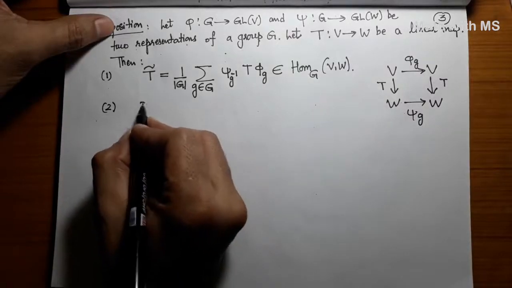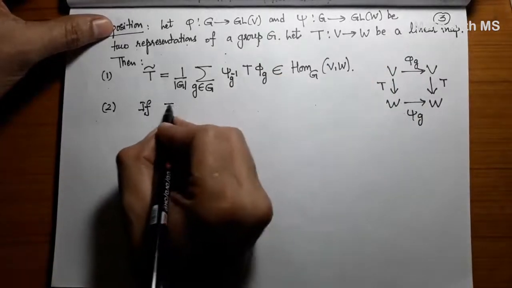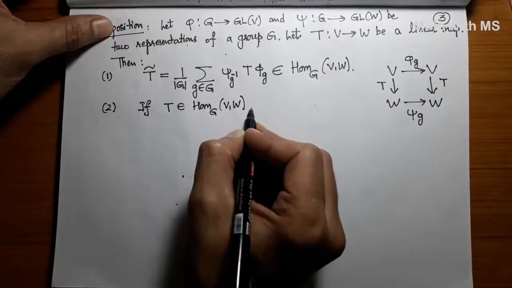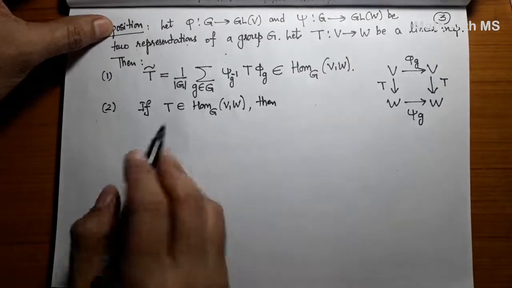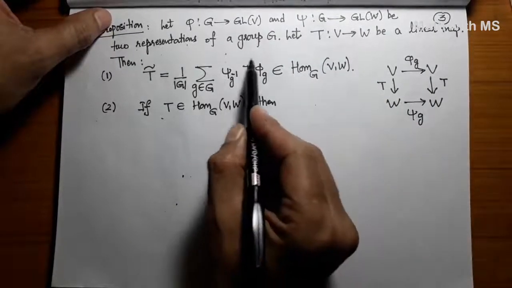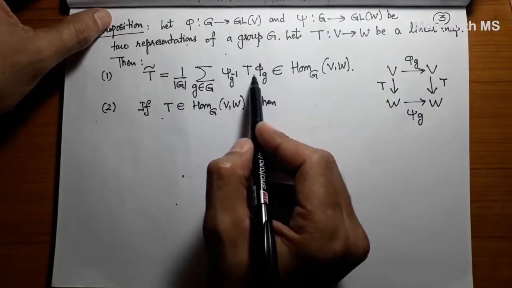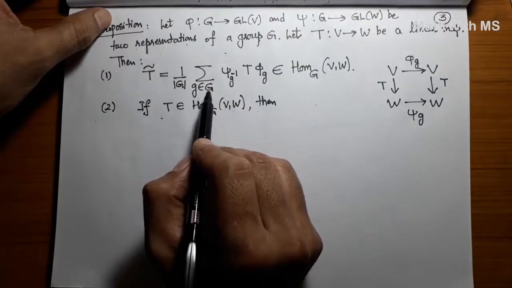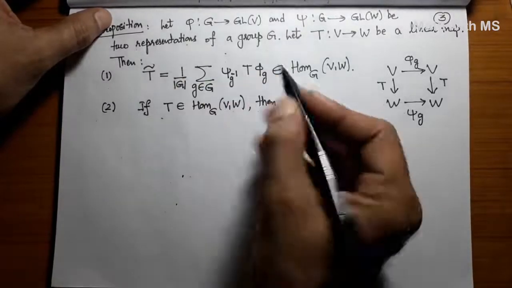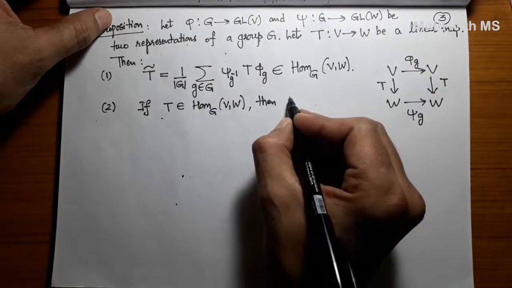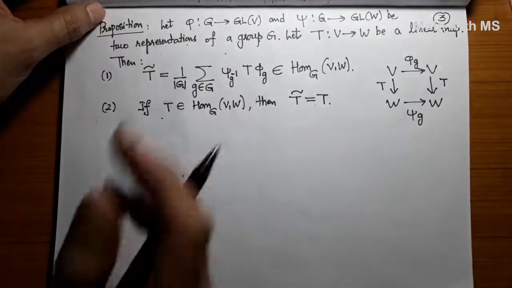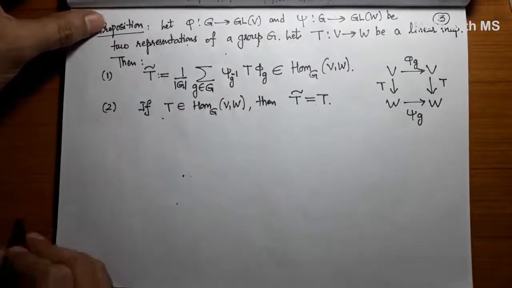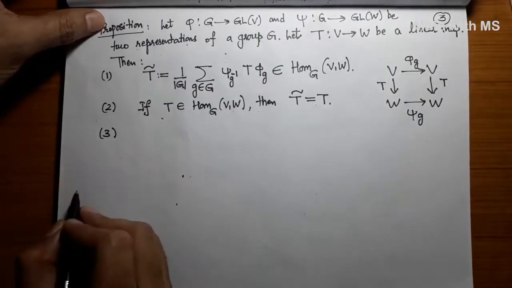Secondly, if your T is actually a morphism, in Hom_G(V, W), then what will happen? If T is already a morphism, then this is actually T, right? You are summing this operator T as many times as there are group elements in the group and then averaging out, so it is just T only. Then T tilde is just T. That is the direct consequence of the definition. And the third one is the following.